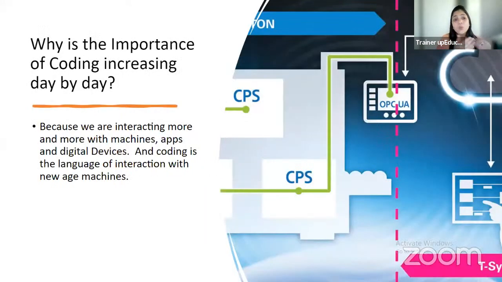Now, why is the importance increasing? Suddenly we see that for about a decade, everybody is focusing on coding and digitalization, because there has been innovation in technology. We are seeing so many apps, gadgets, and machines. As these have increased, it is important to know how to interact with these machines, and if we have this knowledge, we are able to communicate better.